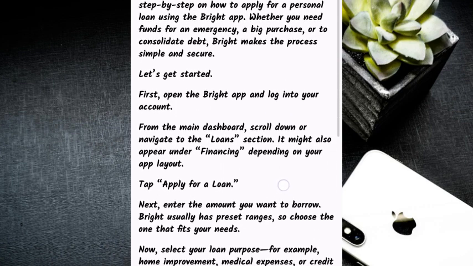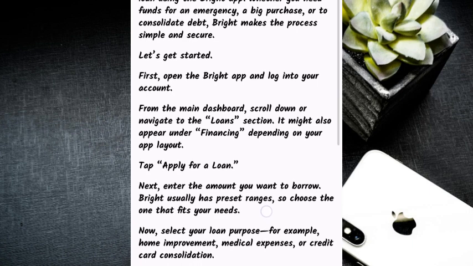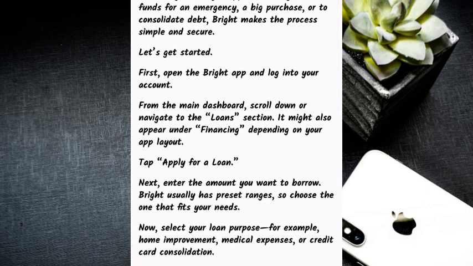First, open the Bright app and log into your account using your credentials. And then, from the main dashboard, scroll down or navigate to the Loans section. It might also appear under Financing, depending of course on your app layout. Tap Apply for a loan.